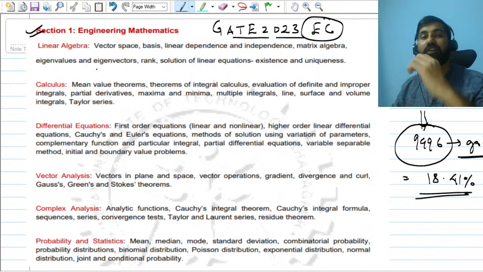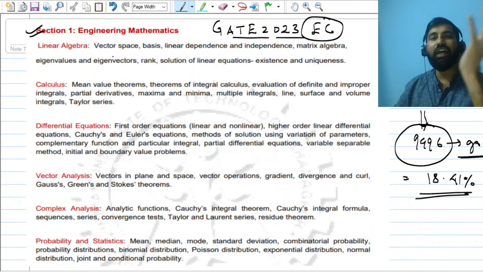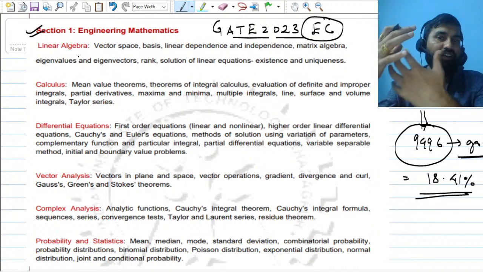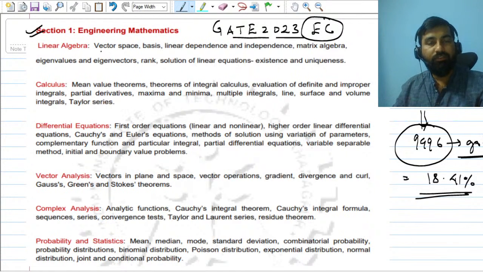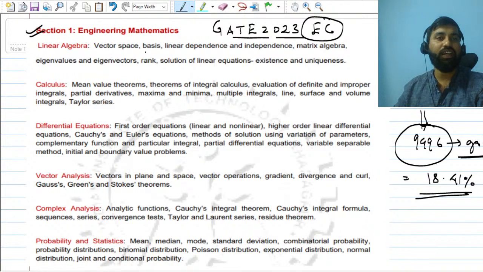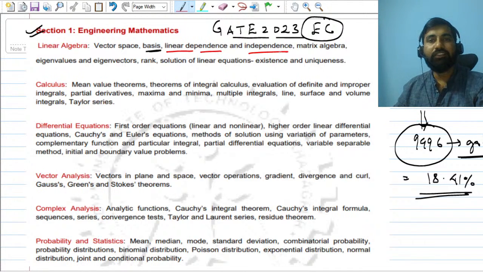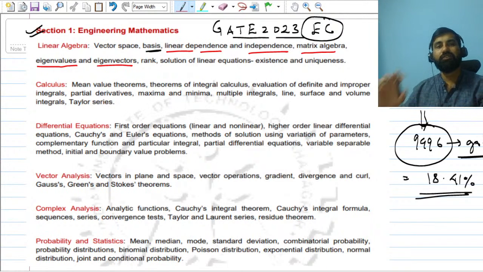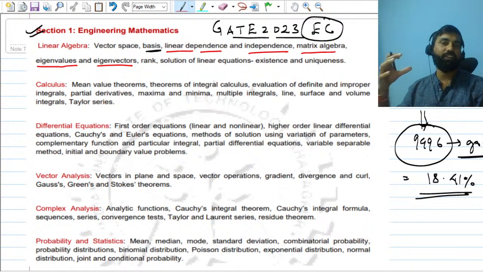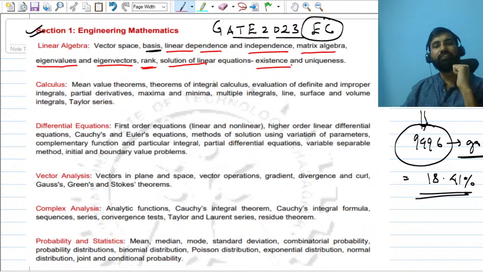The very first topic we need to study here is vector space. The entire linear algebra will be studied, and we also have to come to know why we study linear algebra, right? There will be a system of equations, and to study systems of equations we need to go through linear algebra. So the very first topic is vector space and basis. Then we need to study linear dependence and independence, then matrix algebra, then a very important topic: eigenvalues and eigenvectors, right? Each year in the GATE paper you will find questions from these topics like eigenvalues and eigenvectors, and then finding the rank of a matrix, and then solution of a system of linear equations, existence and uniqueness.